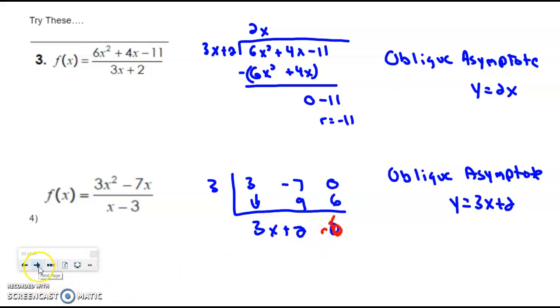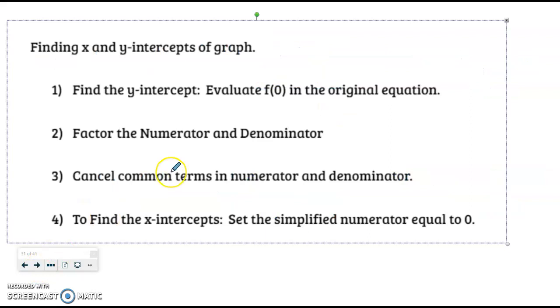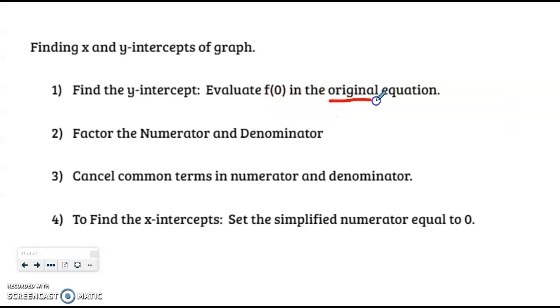So what we're going to do is look at the idea of finding x and y-intercepts of the graph. It's the same with anything, really. The first thing that we usually want to do is find out what the y-intercept is, because I'm plugging 0 into the original equation. I'm not canceling anything. I'm always just plugging it in. Once I find that y-intercept, then I can start working with finding the x-intercepts.